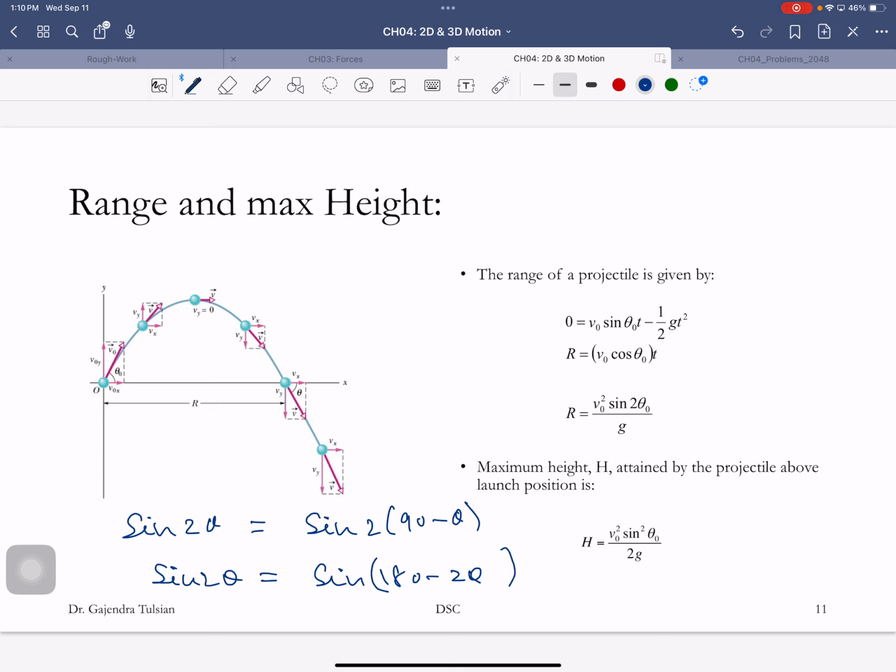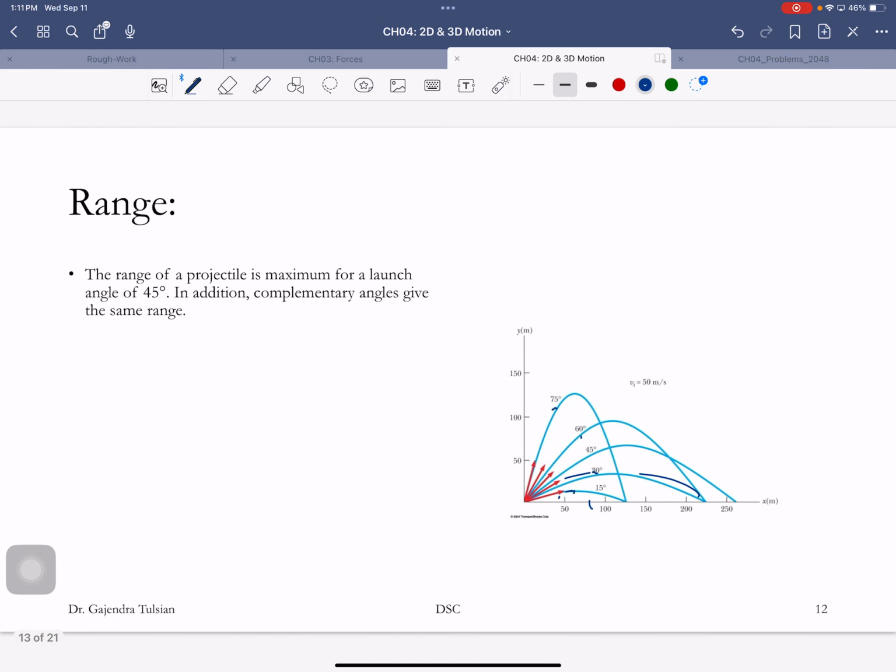And well, you know that sine theta is equal to, so treat that as phi. Sine phi is sine (180 minus phi). So sine phi and sine (180 minus phi) give you the same value of the sine. So this fact is a reflection of that.